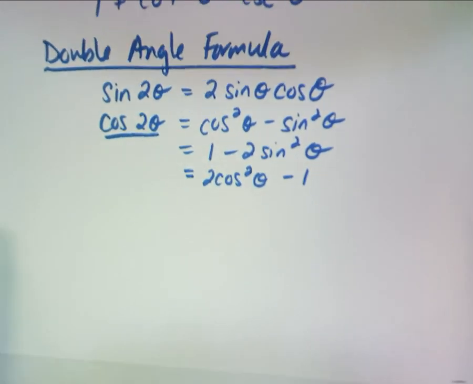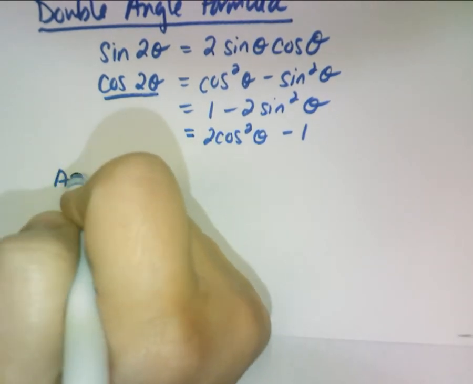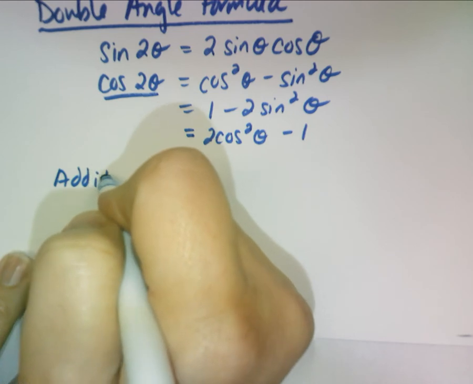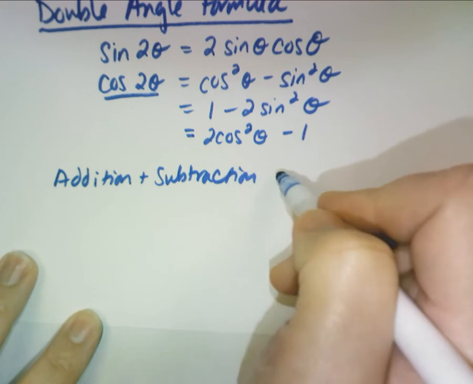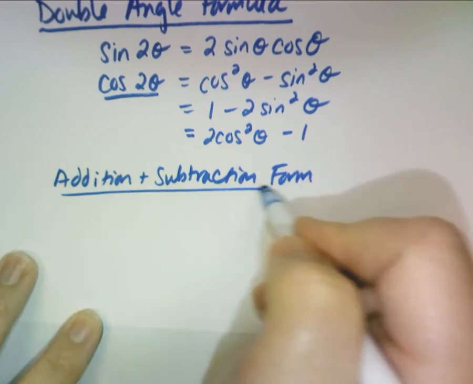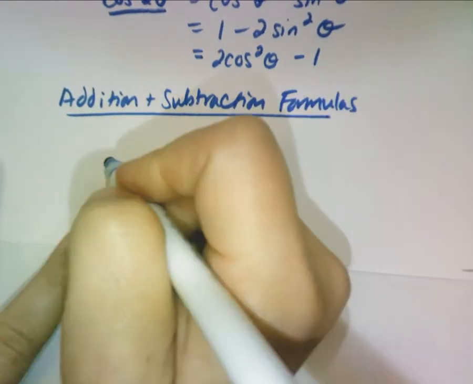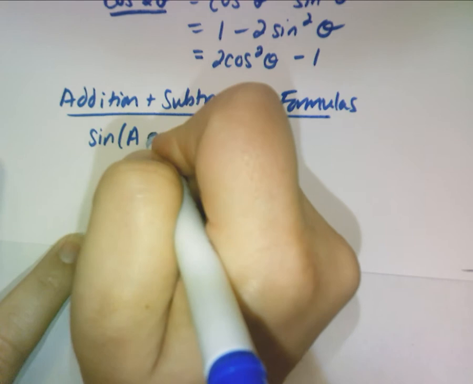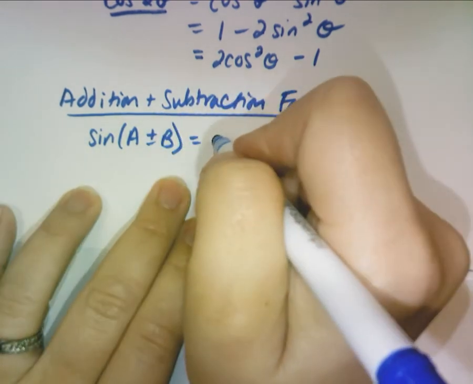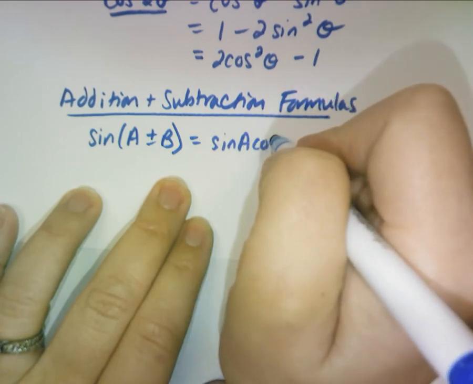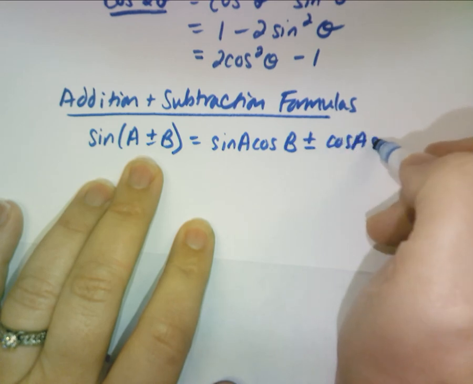All right, and then this one, I don't know why I wrote it down, so I'm wondering if we're going to use it in the future. I know it's not on this worksheet, but write this down. These are the addition and subtraction formulas for sine and cosine. It's not on this worksheet, but just write it down anyway. And it was this one. It was the sine of A plus or minus B. And that one is equivalent to sine A cosine B plus or minus cosine A sine B.